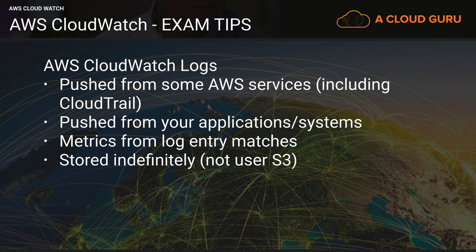So let's say you want to know how many times you're getting a 500 error, your users are inside your Apache log, something like that. You could also then create a notification so that if you're getting over 400, 500 errors, or maybe over 100 404 errors, it will send out a notification to you. And the logs are stored indefinitely. They're not stored in S3 like CloudTrail. You don't have an S3 bucket, but it probably is using S3 on the back end. It's just not user S3.